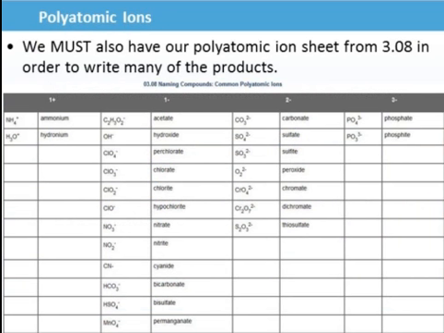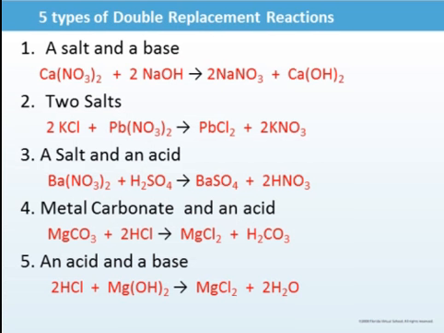Here's our list of polyatomic ions. This is from lesson 3.08. Please make sure that you save that. I would recommend printing it so you can look at it. You will be using this the remainder of the course. There are 5 types of double replacement reactions. We are actually going to work through them all the exact same way.